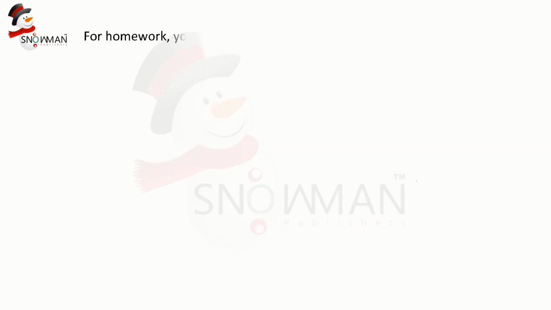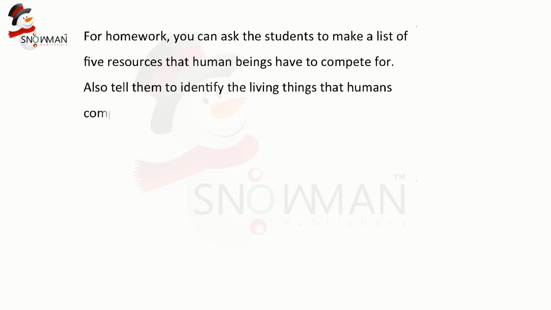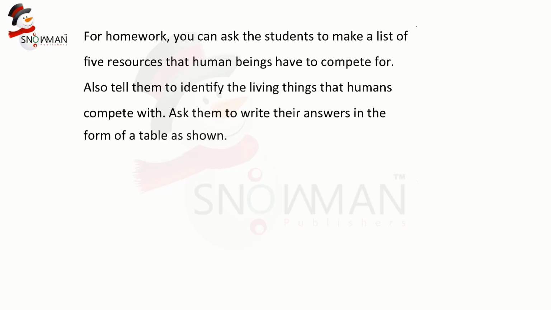For homework, you can ask the students to make a list of 5 resources that human beings have to compete for. Also tell them to identify the living things that humans compete with. Ask them to write their answers in the form of a table as shown.